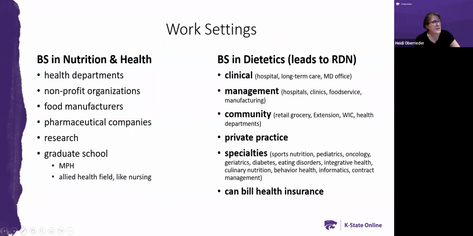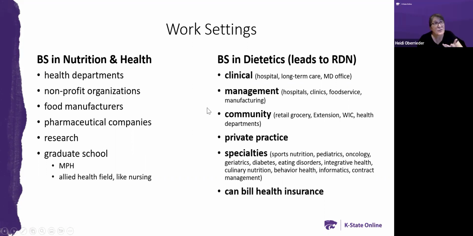So when we talk about those work settings, you'll see the two degree programs on the slide. And really, they're all the same settings, but we just talk about them a little differently. So the BS in Nutrition and Health can certainly lead you to a job at a community health center or a health department that does community programming, or nonprofit organizations, food manufacturers, pharmaceutical companies. You can do research, or you could go on to graduate school earning an MPH degree, or nursing, or a PA, or you could do one of the other fields other than dietetics. But the dietitian, leading to that RD and medical credential, we are everywhere.